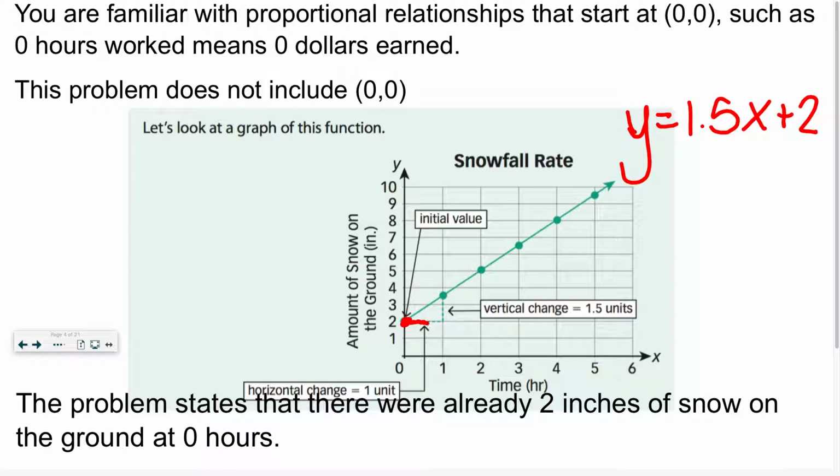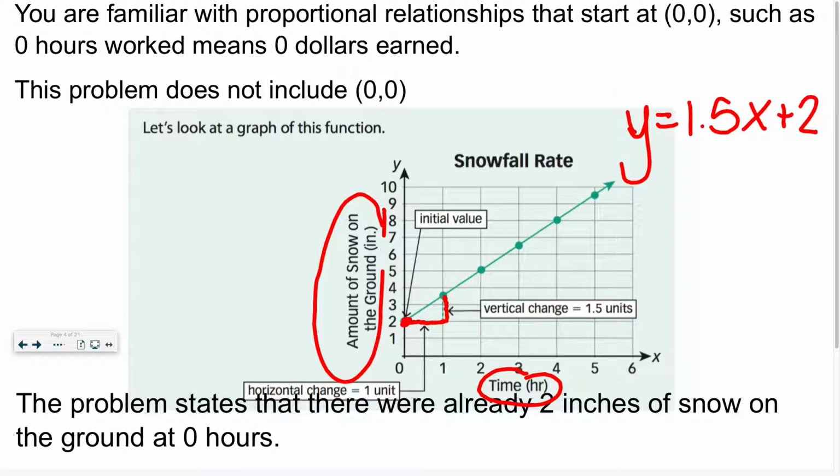Over 1. Why over 1 in this scenario? Because what changed? The time, like 1 hour, and then we're rising 1.5 inches. What does 1.5 mean here? Yeah, 1.5 inches of snow. So for 1 hour, we have 1.5 inches of snow.